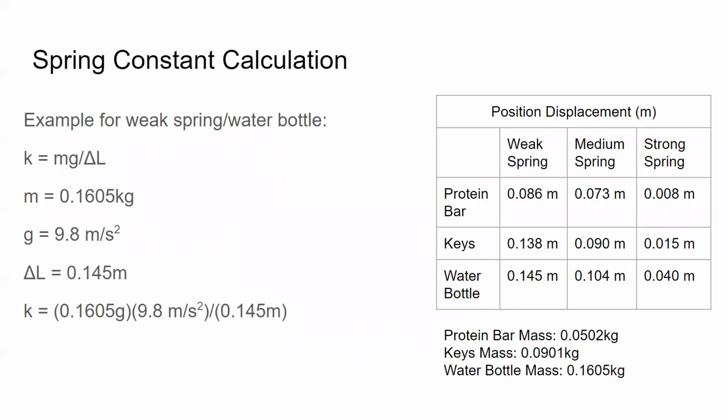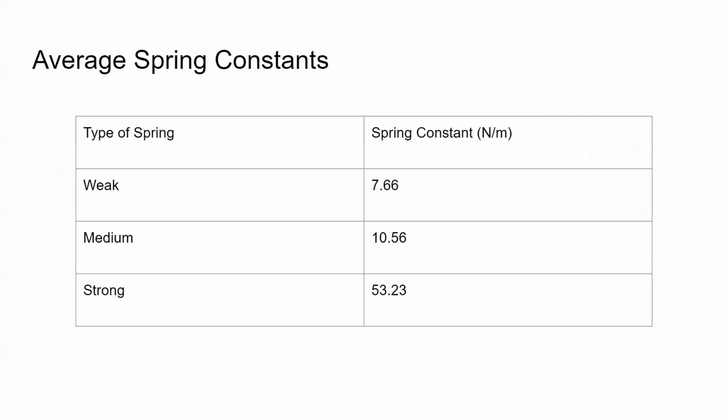This slide shows the spring constant calculations and the position displacements used in those calculations and the mass of the objects in kilograms. This slide shows the average spring constant for each spring after the calculations have been done. And the unit for the spring constant is newtons divided by meters.